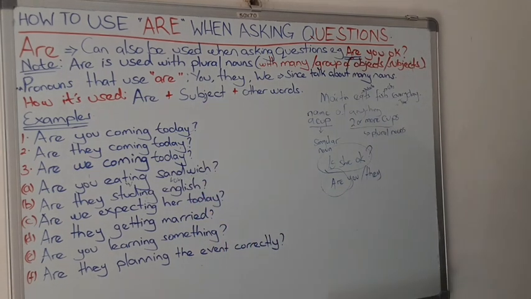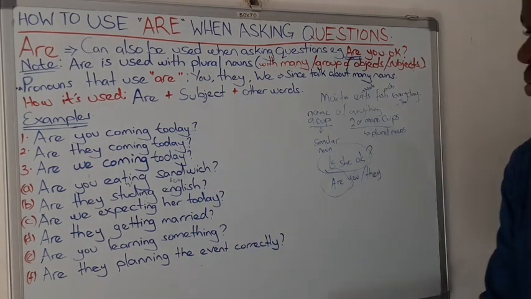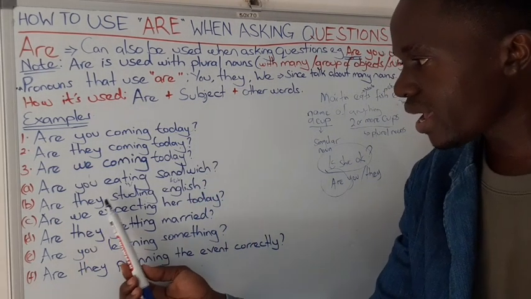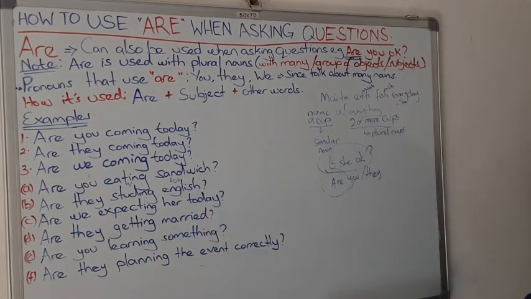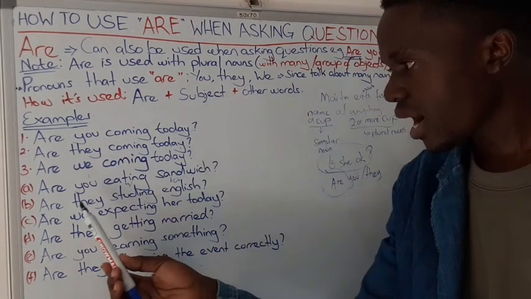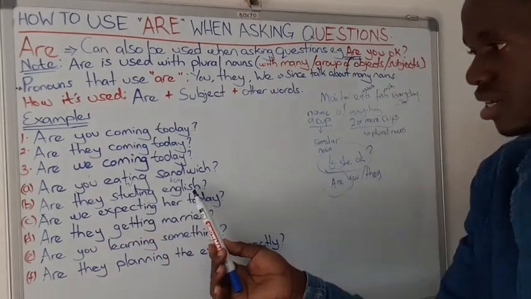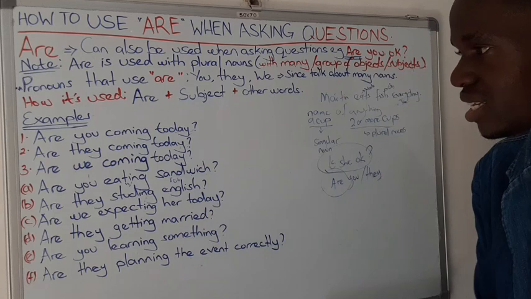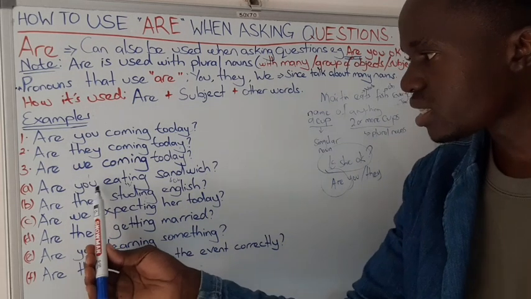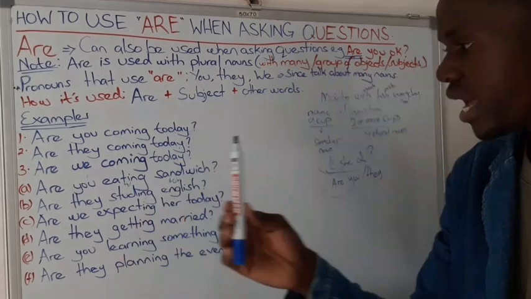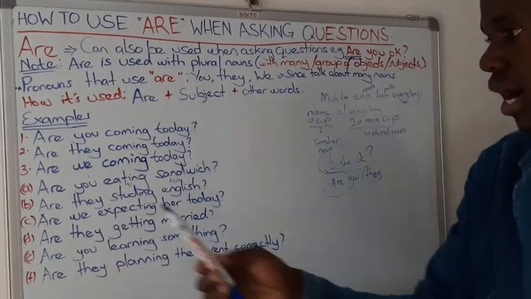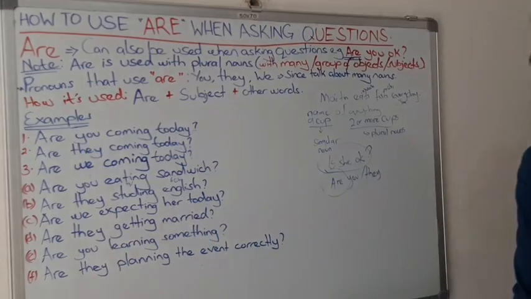Hope we are together. Another example: "Are they studying English?" If you're asking a question, don't forget the question mark to indicate that it's a question. Here the subject is "they," the verb is "studying" because it's the action, and "English" is the object. So, are they studying English?